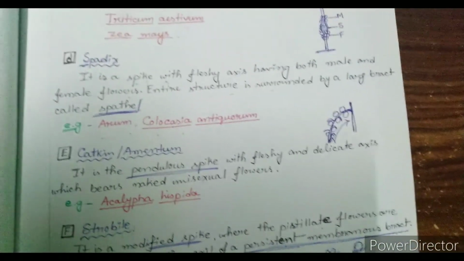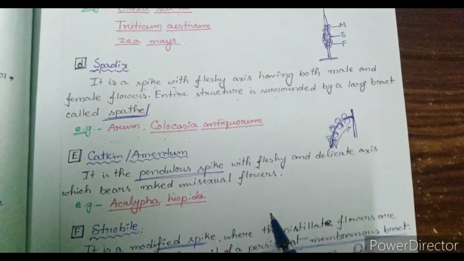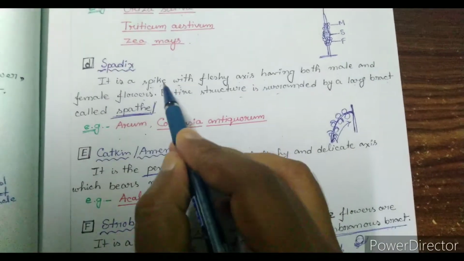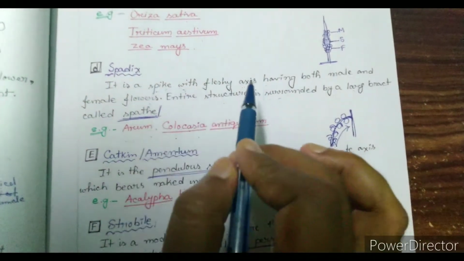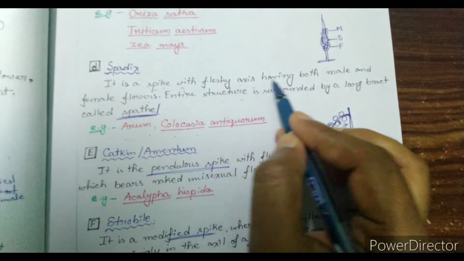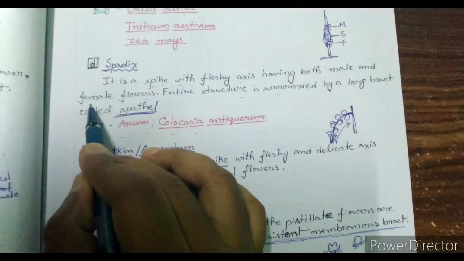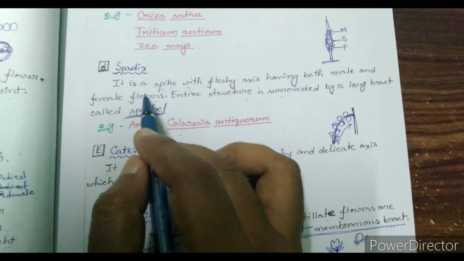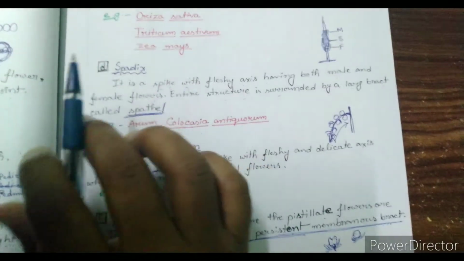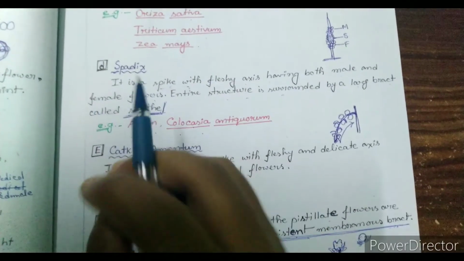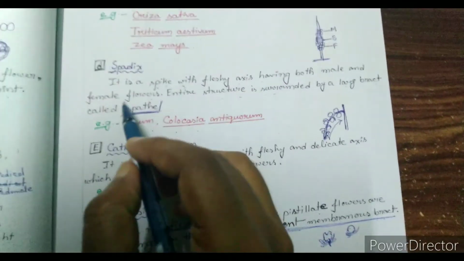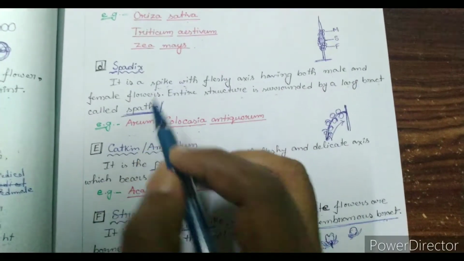Okay, now finally we discuss another type of inflorescence. This is called spadix. Okay, it is a spike where the fleshy axis has both male and female flowers. Obviously here is another structure that is called sterile. Not male, not female: this type of flower has neither male nor female capacity, so this is called a sterile flower.